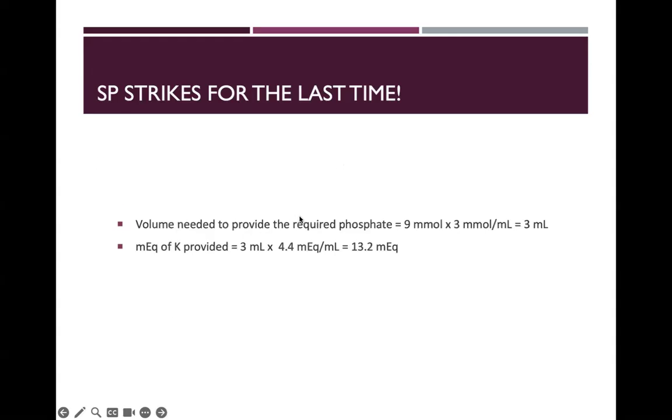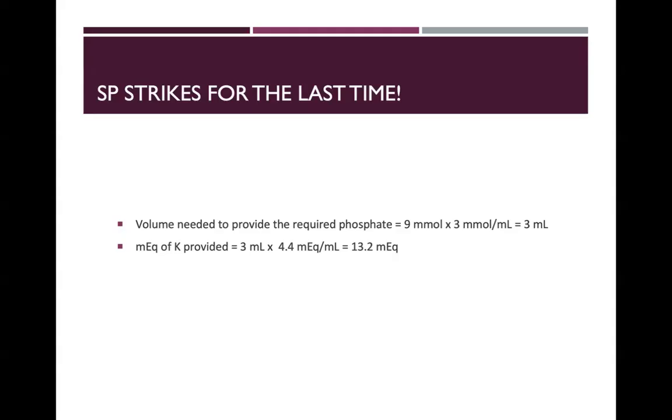Correct. All right. So we said the volume needed to provide the required phosphate equals what? We have 9 millimoles that I need to replete. The concentration is 3 millimoles per milliliter. So you do ratio and proportion, and that ends up being 3 milliliters. So those 3 milliliters have both phos and potassium. The concentration of potassium is 4.4 milliequivalents per milliliter. You cancel the milliliters out, multiply the 3 by the 4.4. That gives you 13.2. Does that make sense?